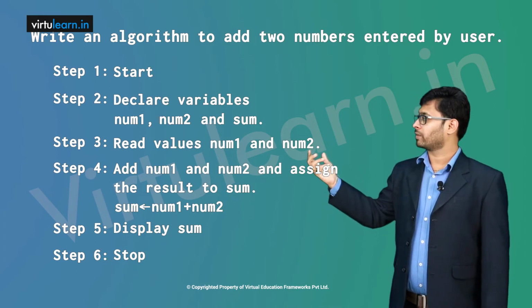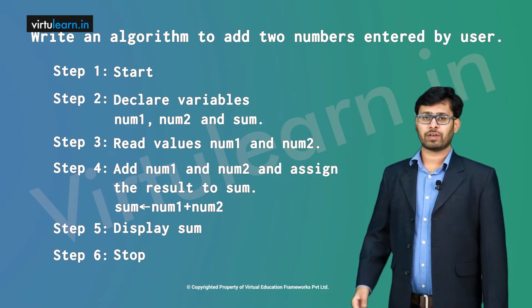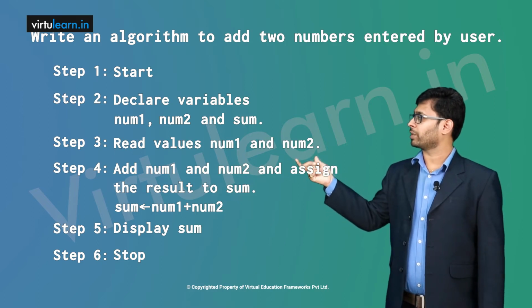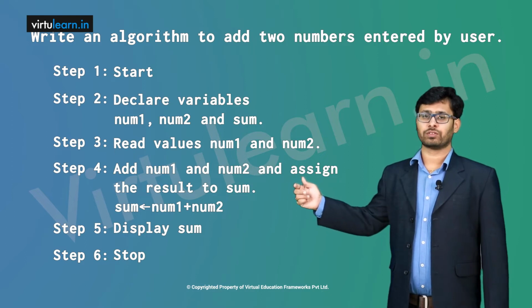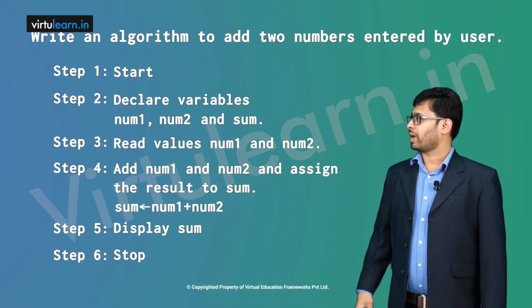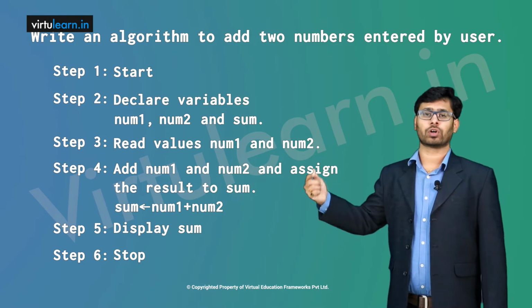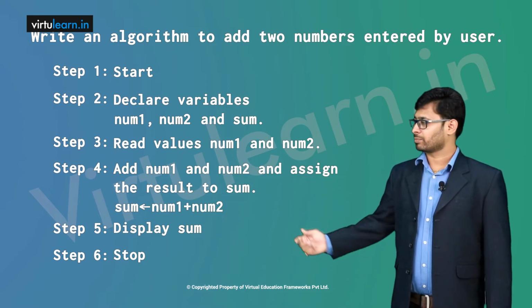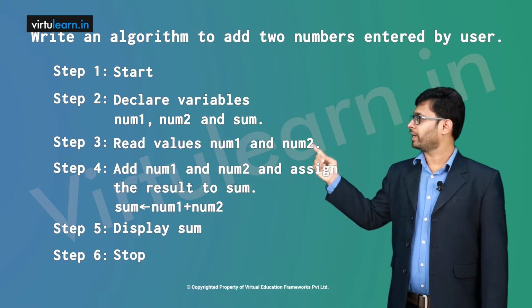Next, step 3, we are going to read the values of num1 and num2. After reading the values, in step 4, we are seeing the actual logic or the computation which is happening on the two numbers, and we are going to store it in sum. Then the next step is we need to display the contents. When a program is executing, we need to understand what the output of it is, so in order to see that output, we need to display it. The last step is stop. So this is an algorithm to add two numbers entered by the user.